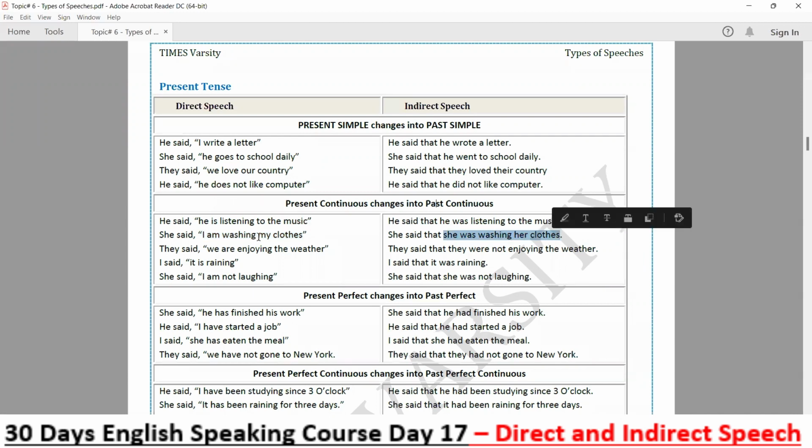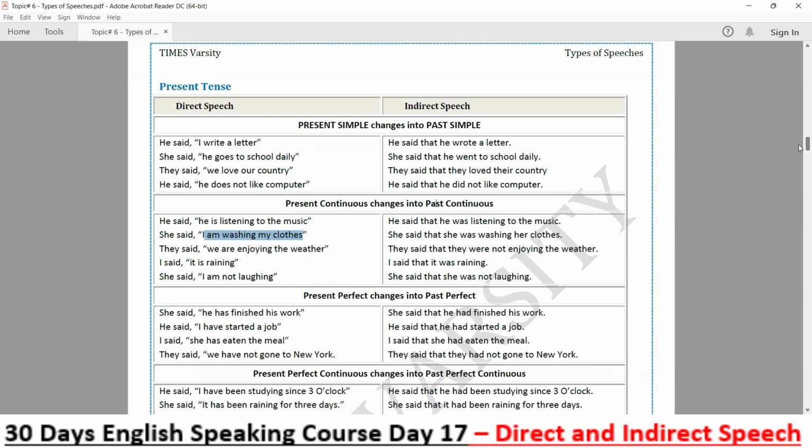So "my" changes to "her", because those clothes belong to her, right? So this is direct speech: I am washing my clothes. All right. So now in the indirect speech, we are talking about her. So that's why she said that she was washing her clothes.